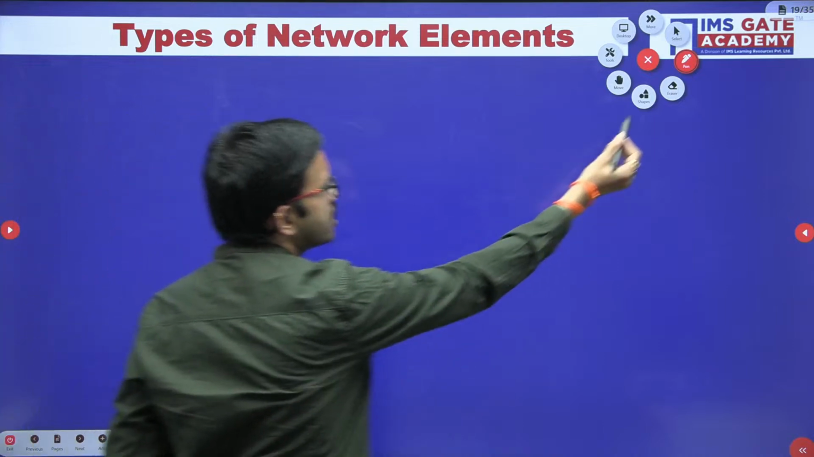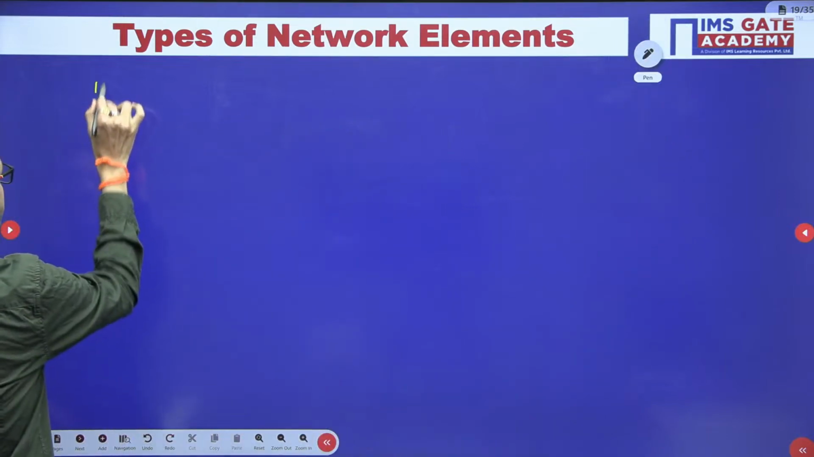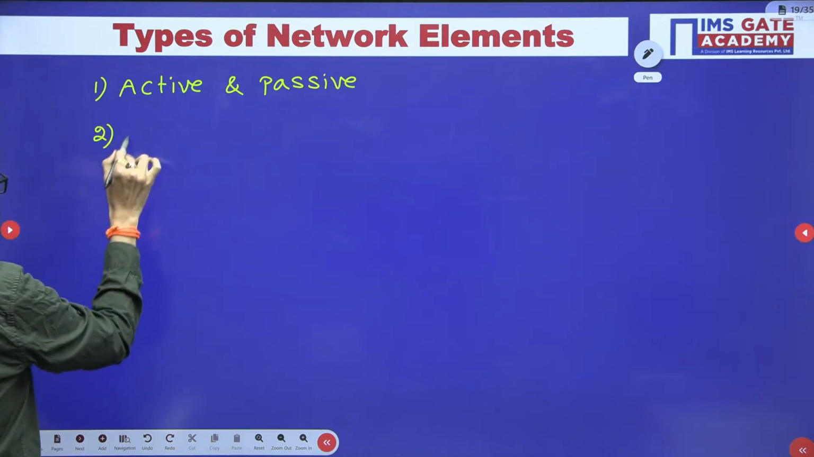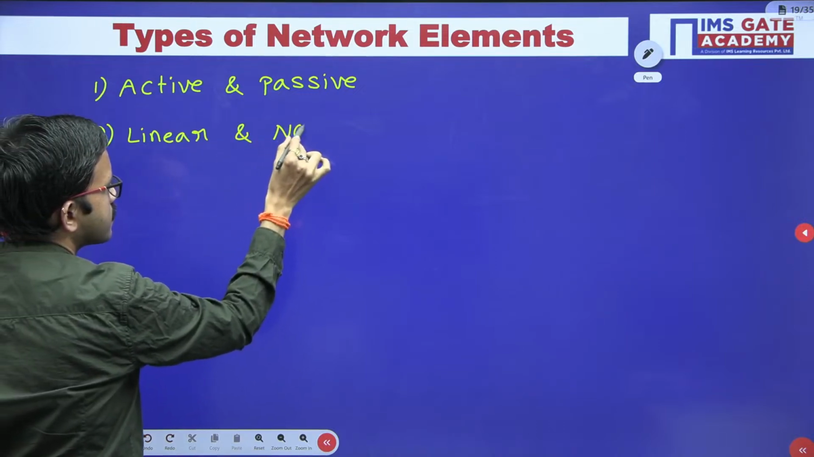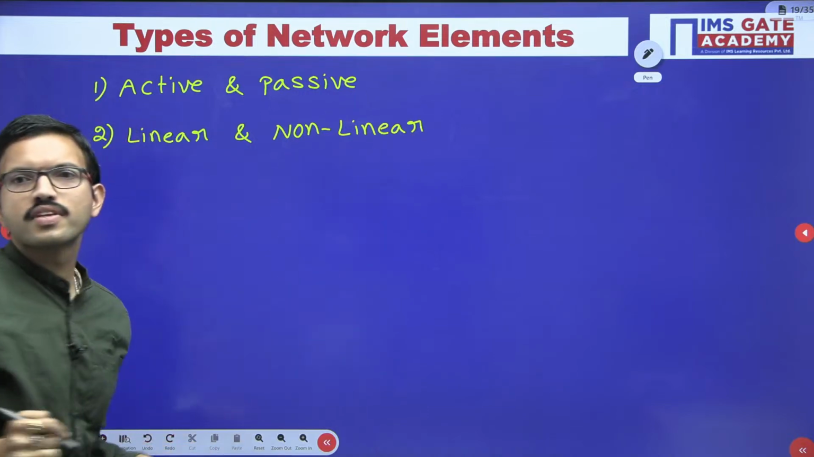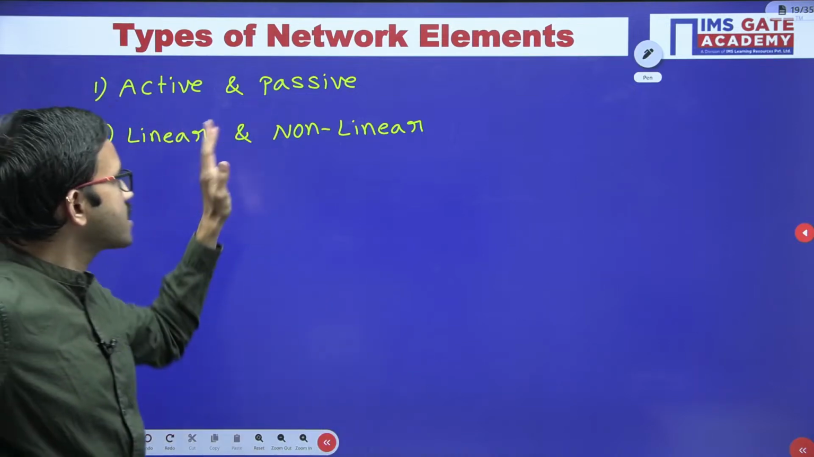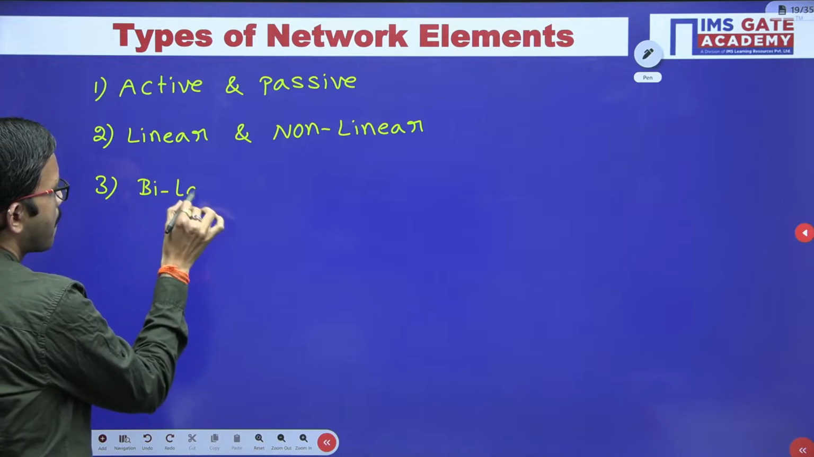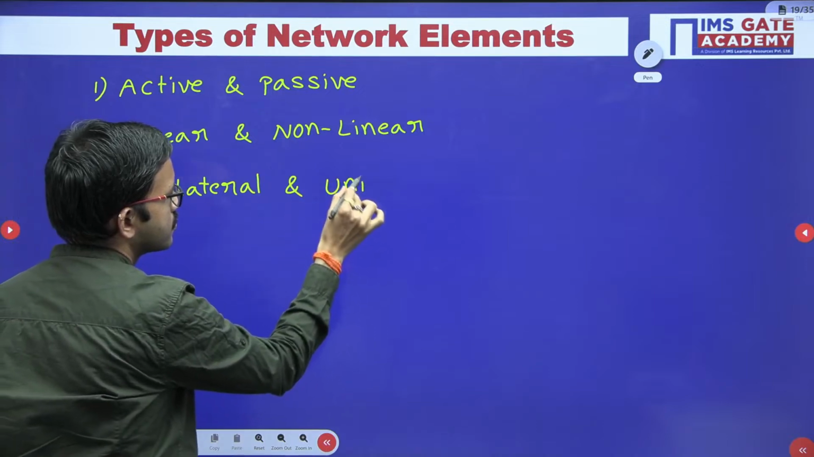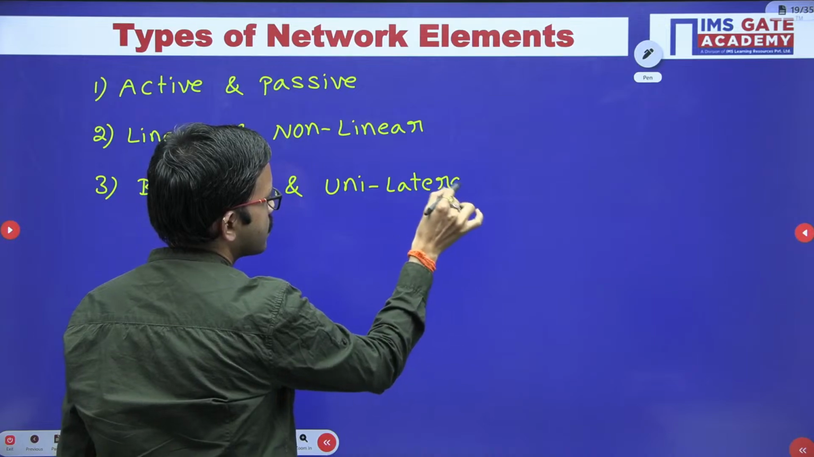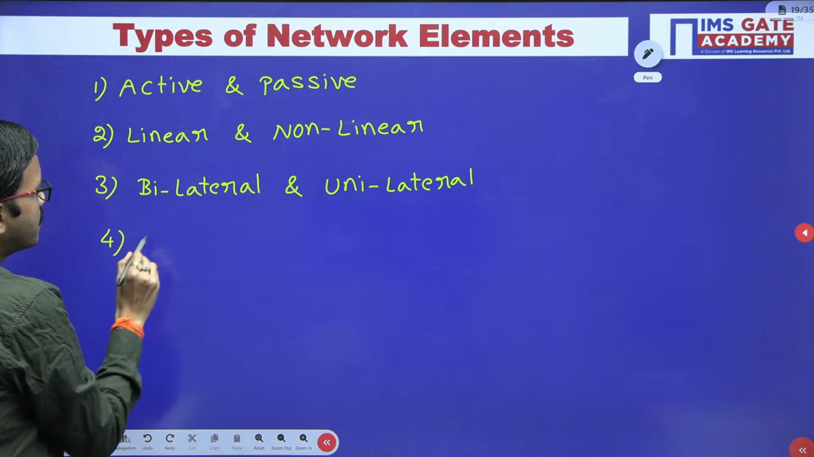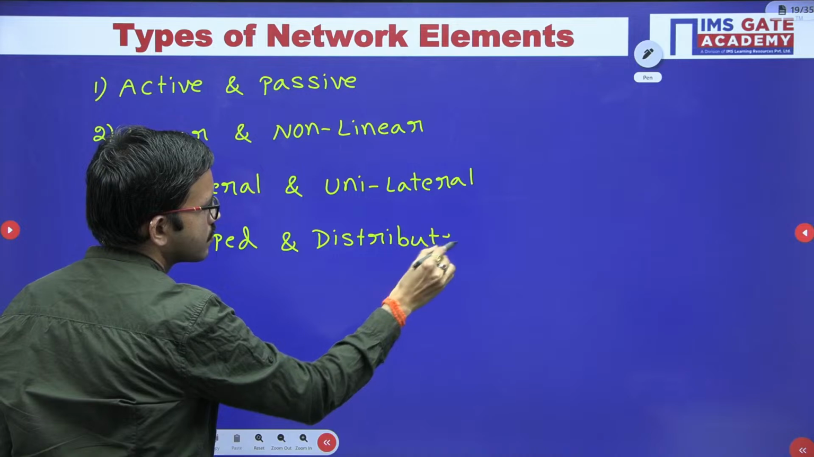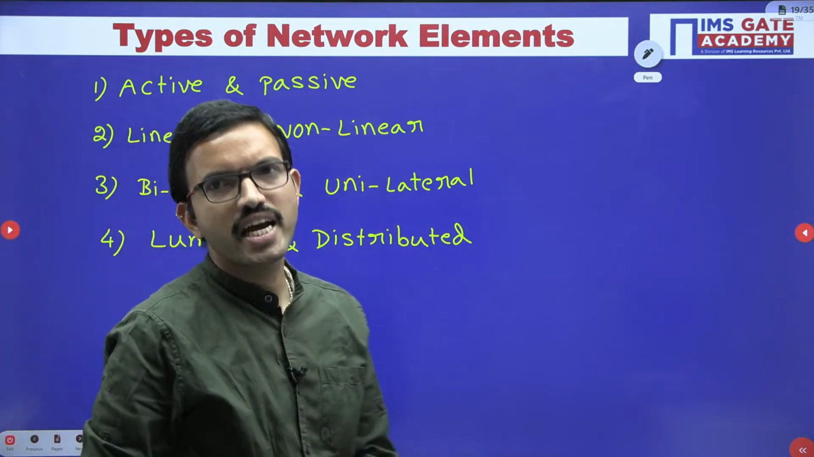All of you put the heading: types of network elements. The first one is active and passive. The second one is linear and non-linear. Third one, anyone can guess? I have mentioned two classifications, active and passive, linear and non-linear. Yes, bilateral and unilateral. And the next one is lumped and distributed. In this way, whatever network elements we have, we can do the classification.